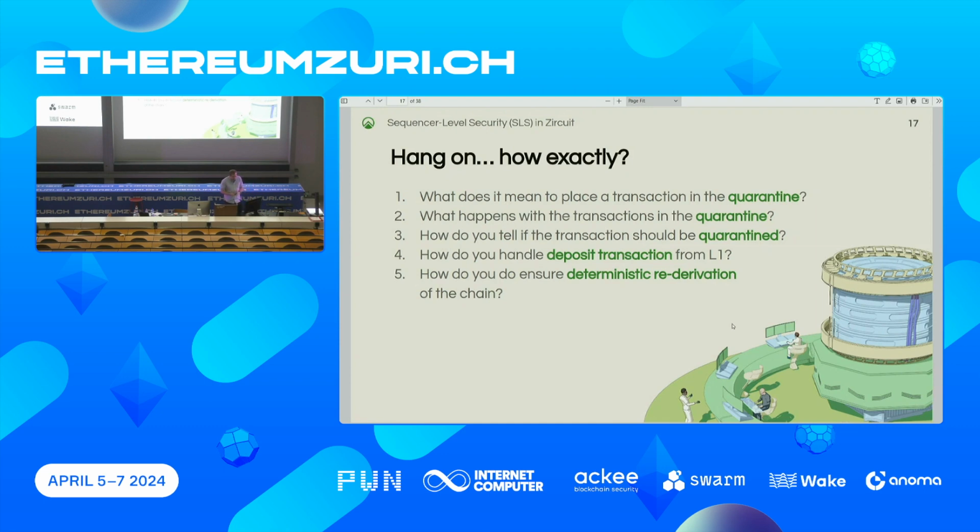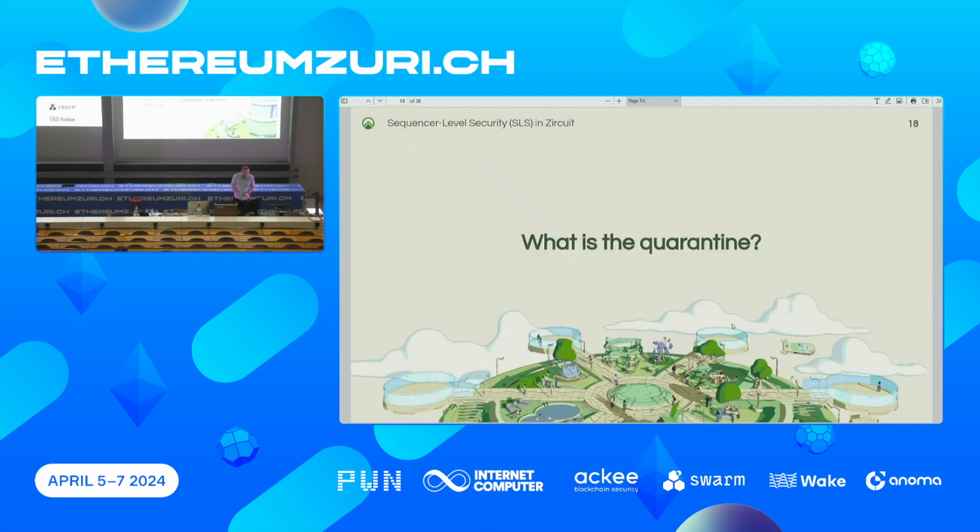And exactly how does this happen? Well, first, how does it do it? What does it mean to put something in quarantine? Can it ever get out? What are the technical details? What happens in it? Can something leave it? Then the hard questions of how do you tell if a transaction should be quarantined? That's going to be probably the most controversial, the most challenging thing. And then there's some technical corner cases you have to also deal with. Some transactions originate on L1, for example. These are called deposit transactions. And then how do you make sure that other people who are running L2 nodes to replicate the node, if not acting in this privileged sequencer position, can also come to the same conclusion of what the L2 state should be. So let's start by talking about what is the quarantine.